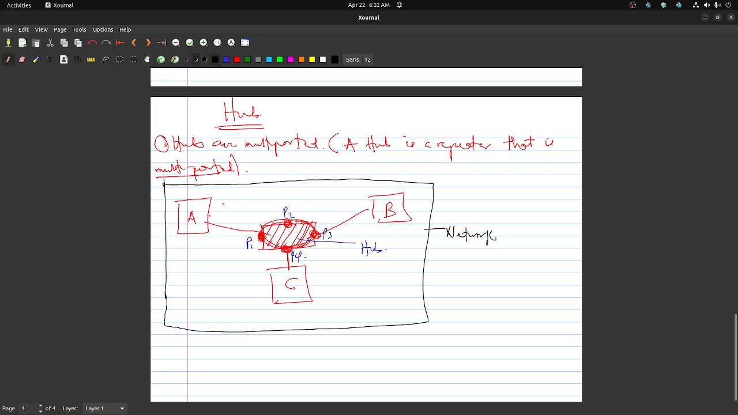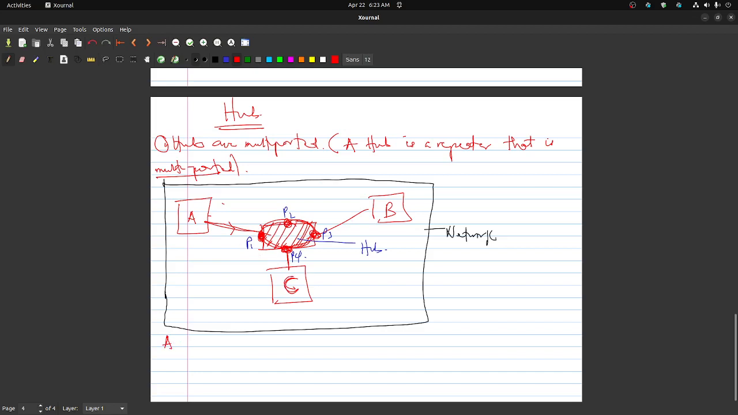Okay, so the next thing we want to take a look at is how the hub works. What happens is that when A sends packets of data, we already know that data decay will be prevented because hubs are actually repeaters. So data decay will not occur. When A wants to send data to B, C will also receive a copy of that data.